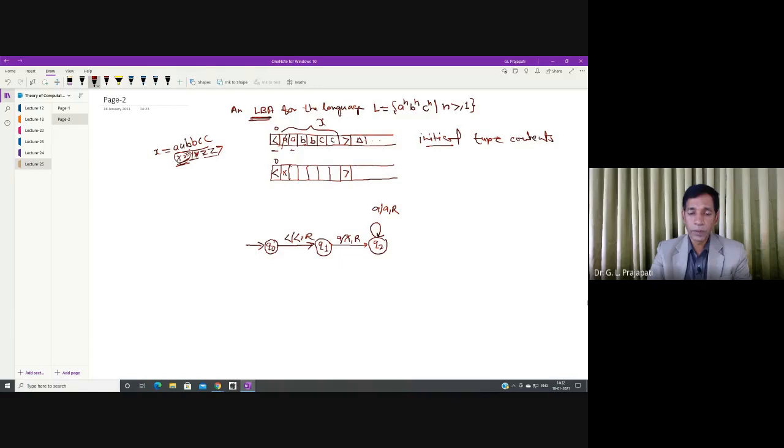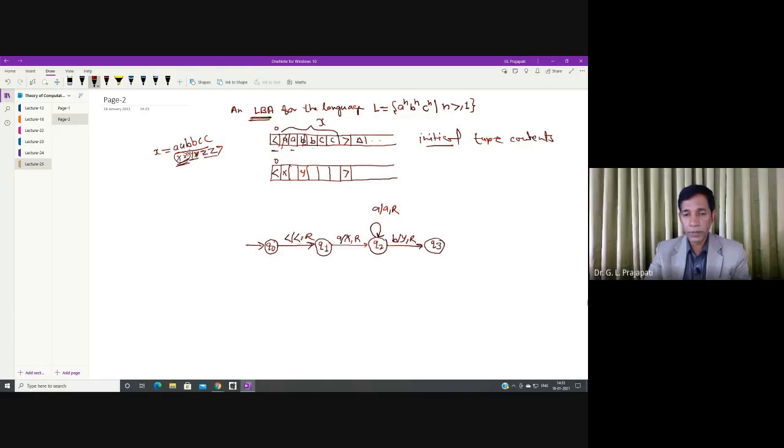As soon as you have the B, you are going to change it with a different symbol. Say you are changing the B with the symbol Y, and you are moving the tape head to the right. You are not changing A, but you are changing B to Y. So this B you have changed to Y, and you are moving to the right. Say for example, you are at the state Q3.